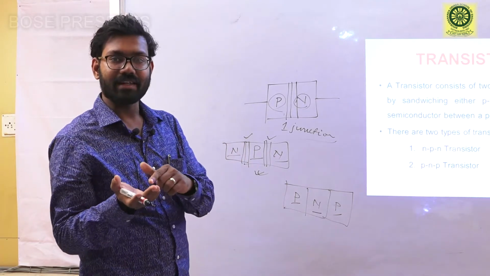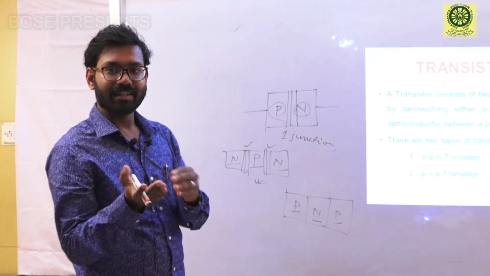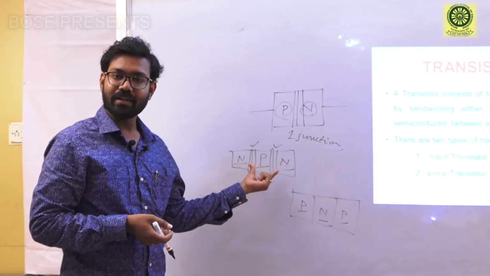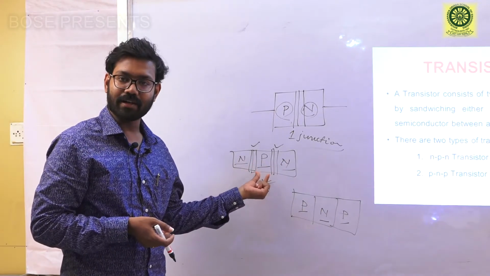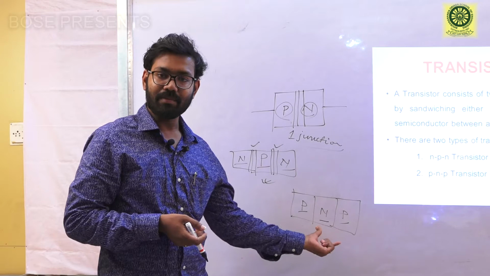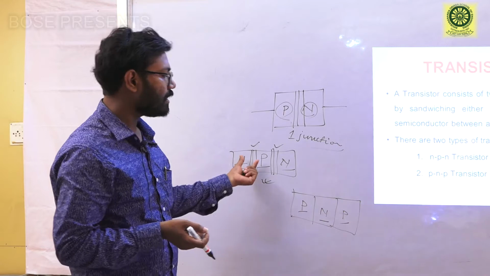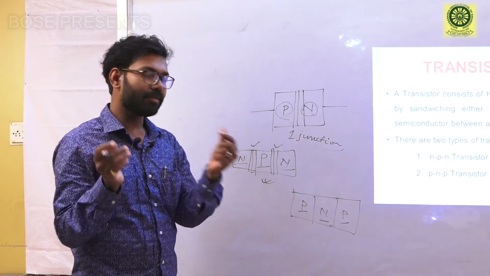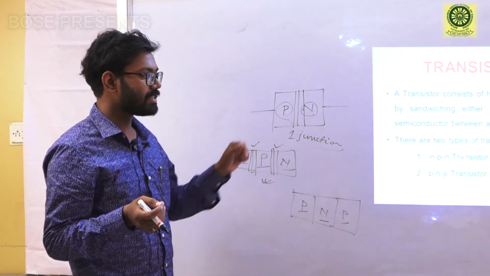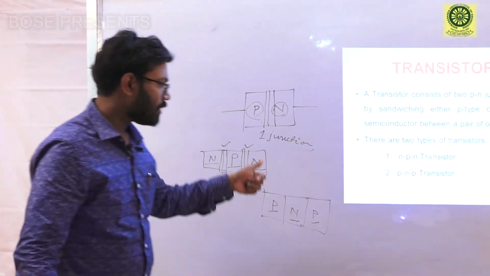It is like eating a sandwich. In a sandwich, both sides there is bread and in between there is some masala. Like that, here we are taking two N-type semiconductors and in between we are placing a P-type semiconductor. And when we consider PNP, we take two P-type and place N-type in between. So by sandwiching, we place the opposite type in between. That is basically a transistor. So a transistor is basically of two types, the NPN transistor and the PNP transistor.